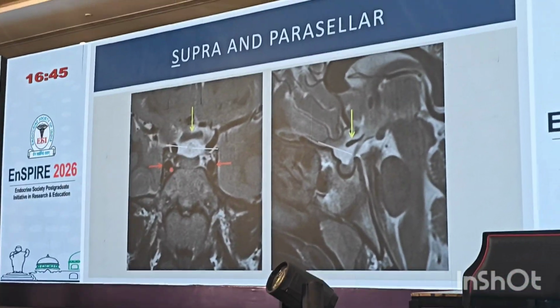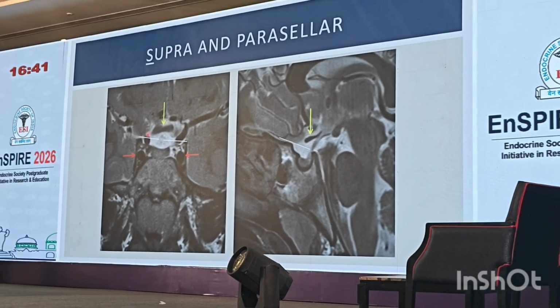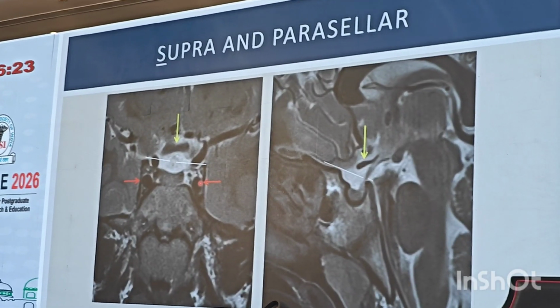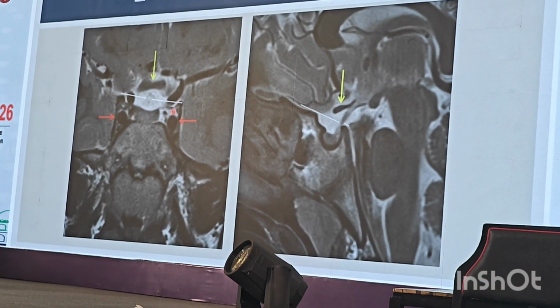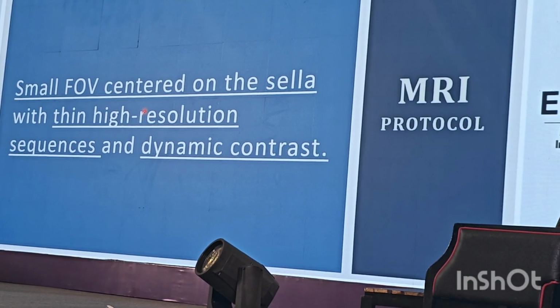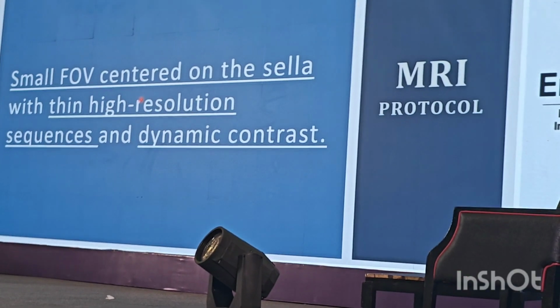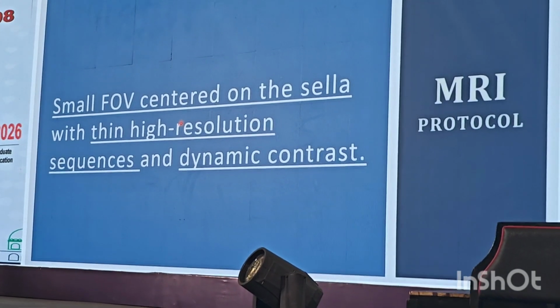So I just want to reiterate the same structure here. What is this structure? Optic chiasm. So the carotid arteries are seen as black dots because they are flowing blood through them. Okay. So all pituitary scans are done with a small FOV centered around the sella with high resolution images, and we always do a dynamic contrast scan.